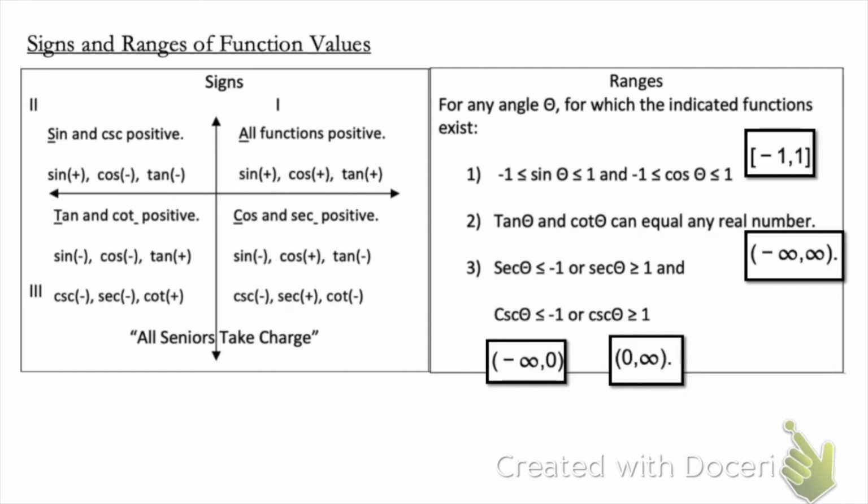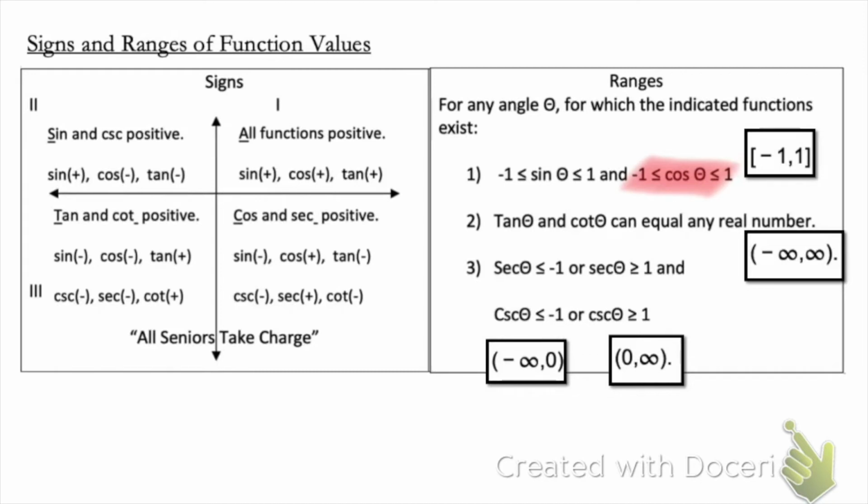Okay, ranges. A range is just what your output can be. What numbers can sine of theta be equal to? What numbers can cosine of theta be equal to? That is what we're asking here. Looking right here at sine of theta, this tells me that sine has to be between -1 and 1. It can equal -1 or 1 because I have equal signs on my less than symbols here. So sine of theta cannot equal 5. It's got to be between -1 and 1. Cosine is exactly the same.